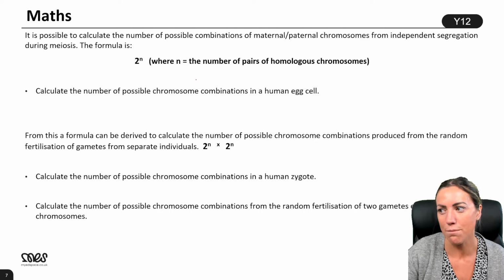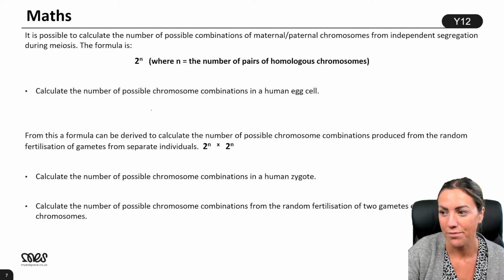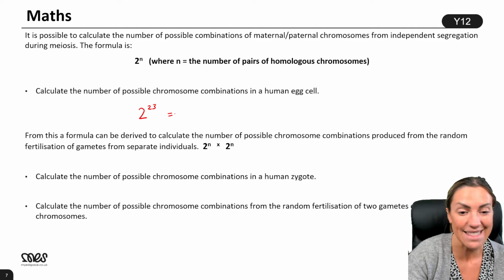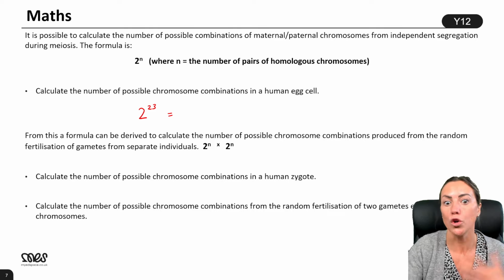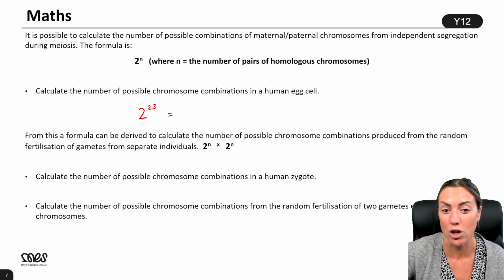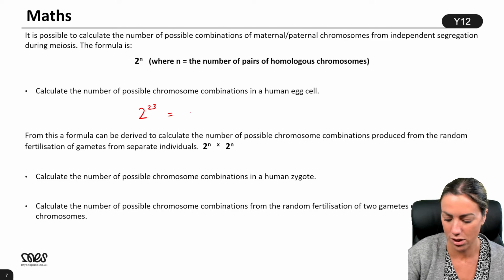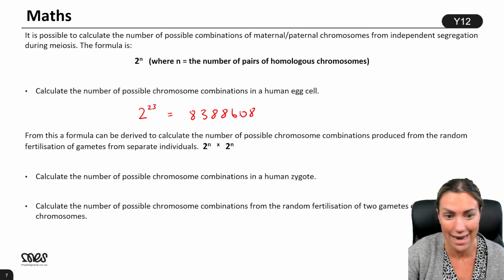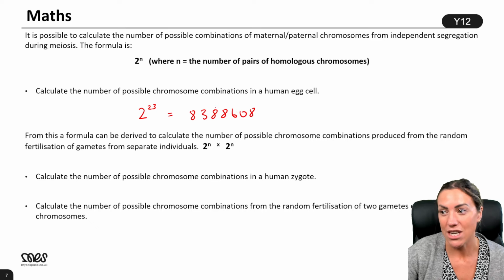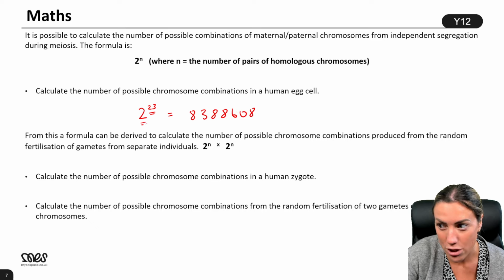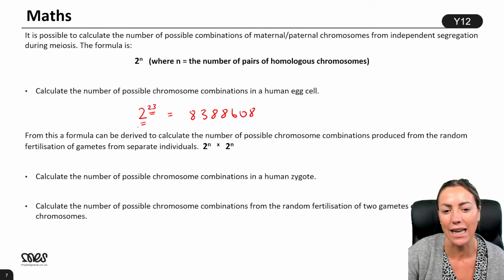So we can calculate the number of possible chromosomes in a human egg cell by doing 2 to the power of 23, because in the cell, in the ovary, that is undergoing meiosis to make the egg cells, there are 23 pairs of chromosomes. So 2 to the power of 23 gives us possible chromosome combinations of this many. Huge number of different combinations, because there are 23 pairs and there are 2 different ways that each of those pairs can line up on the equator during metaphase 1.